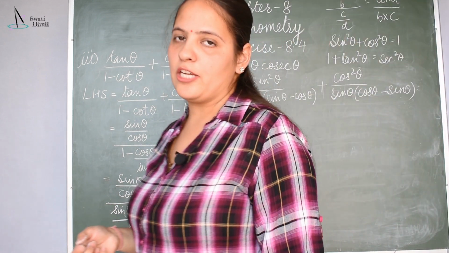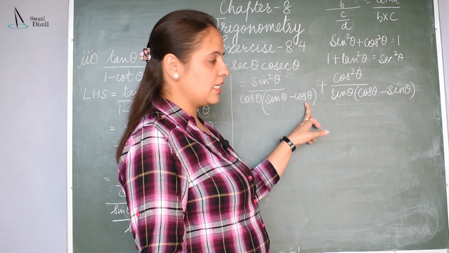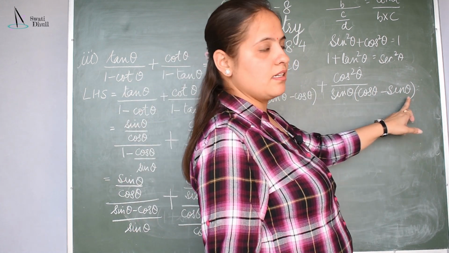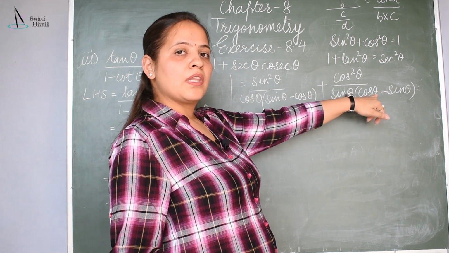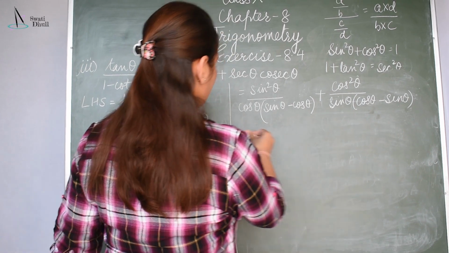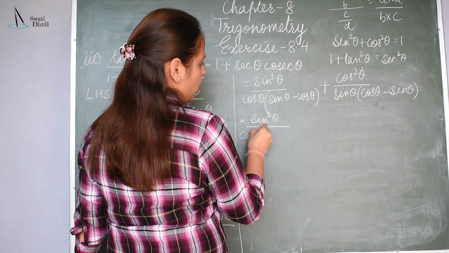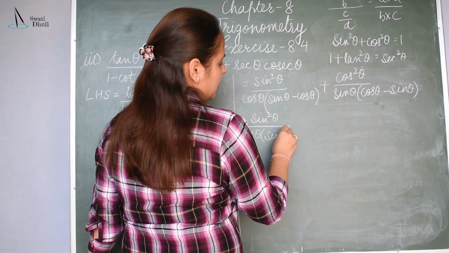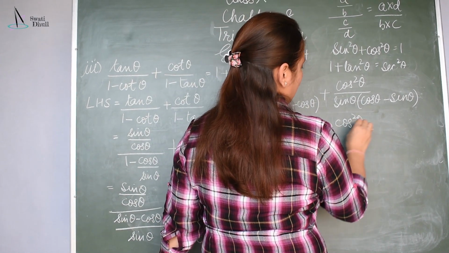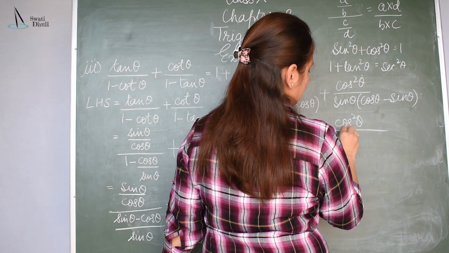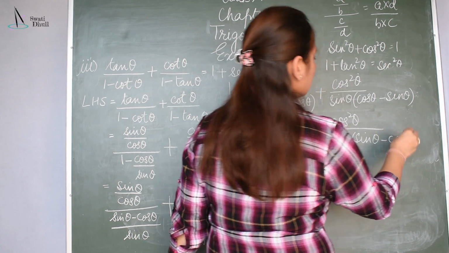Now again, for simplification, I have to take LCM. See here, this function is sin theta minus cos theta, and this is cos theta minus sin theta. So I can make this as sin theta minus cos theta. How? I have to multiply it by minus 1. So what will this equation become? Sin square theta divided by cos theta into sin theta minus cos theta, minus cos square theta divided by sin theta into sin theta minus cos theta.